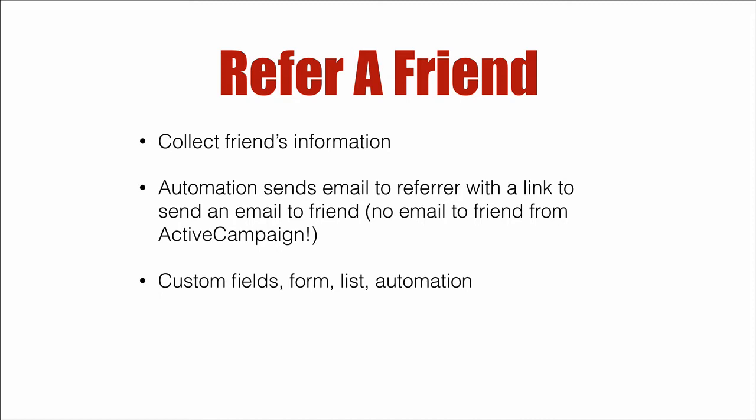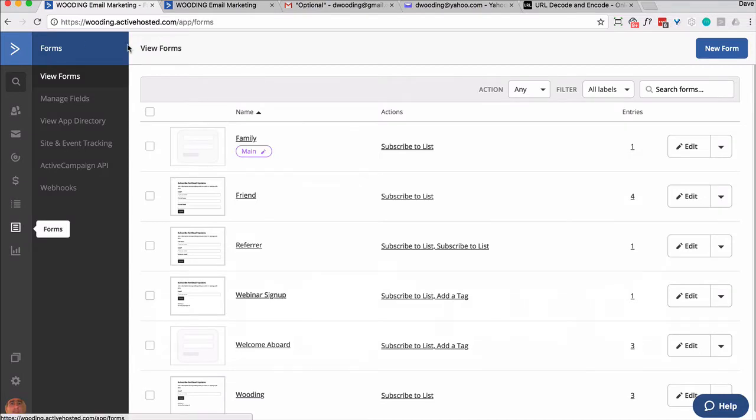So for this to work, we're going to need some custom fields. We'll need a form, we'll need a list, and we'll need an automation. So let's go ahead and dive right in. So inside ActiveCampaign, we want to create a form.